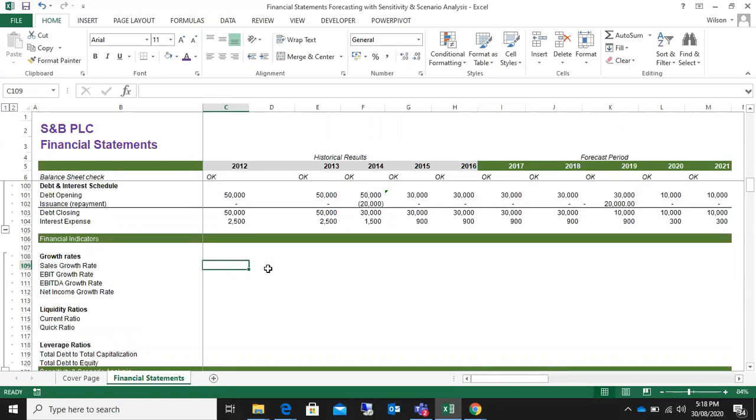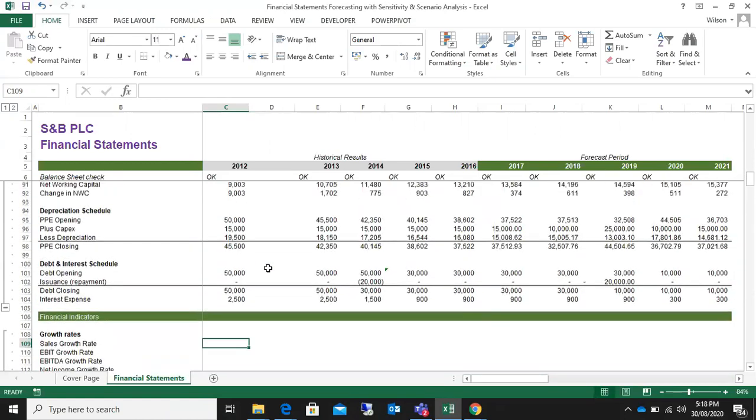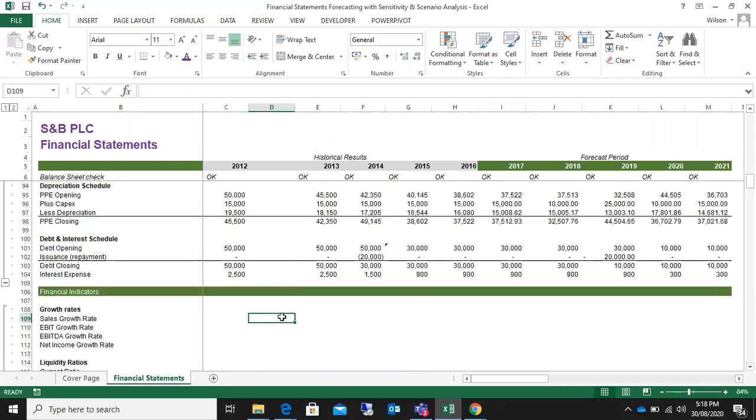Now, we first of all look at the sales growth. How do we calculate sales growth? Of course, we know the growth formula. The growth formula is simple.